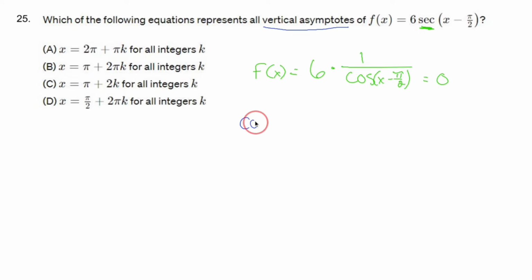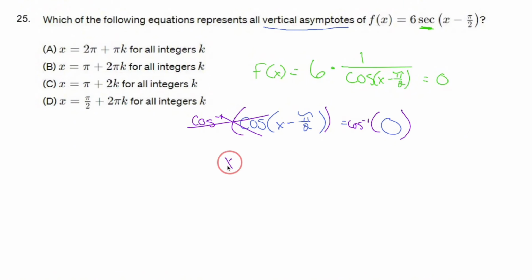So if I have cosine of (x - π/2) equals 0, and I want to get x by itself, since I have cosine of stuff, right away I can take the inverse cosine of both sides. That leaves me with x - π/2 equals whatever the inverse cosine of 0 is. Cosine is the x-value, so what angles give me an x-value of 0? Two of them, π/2 and 3π/2.